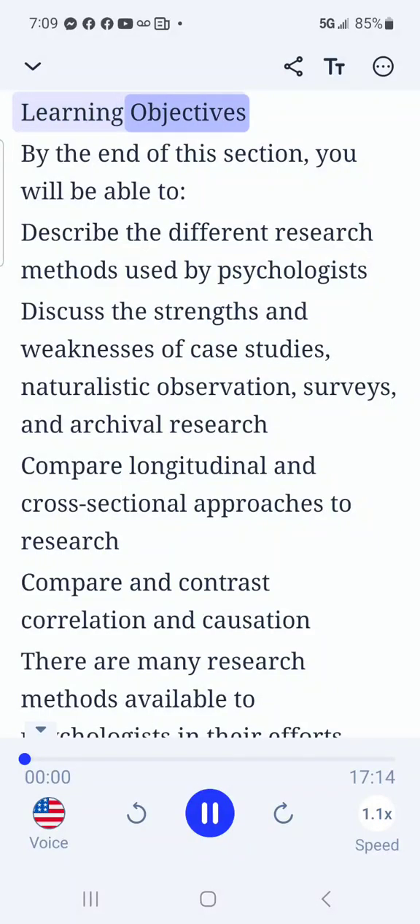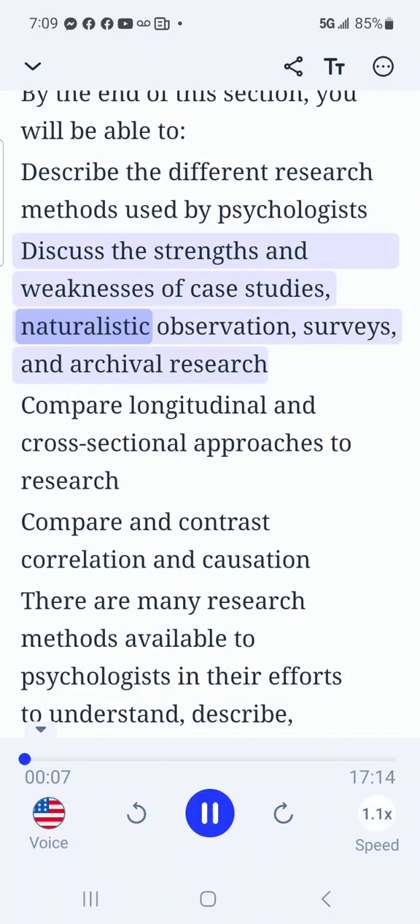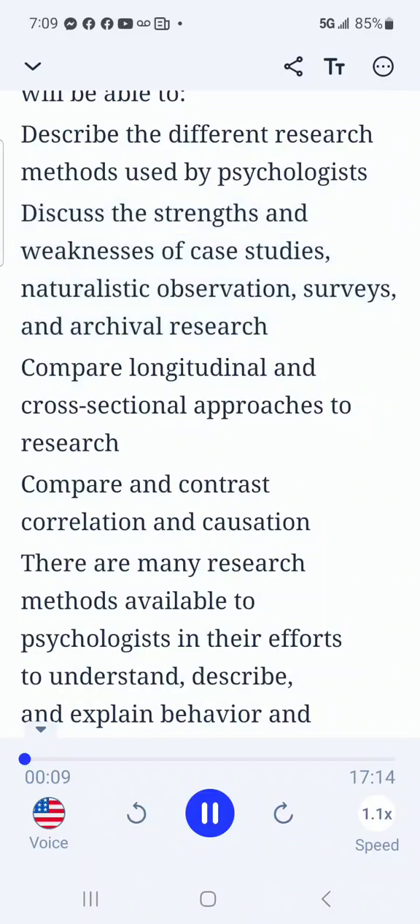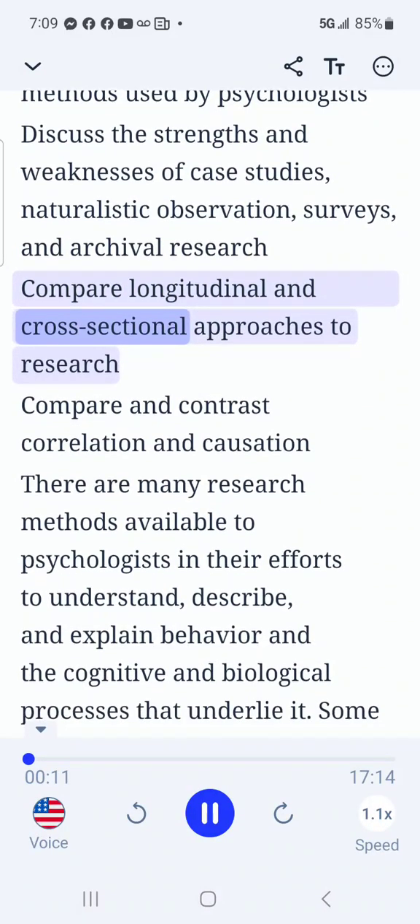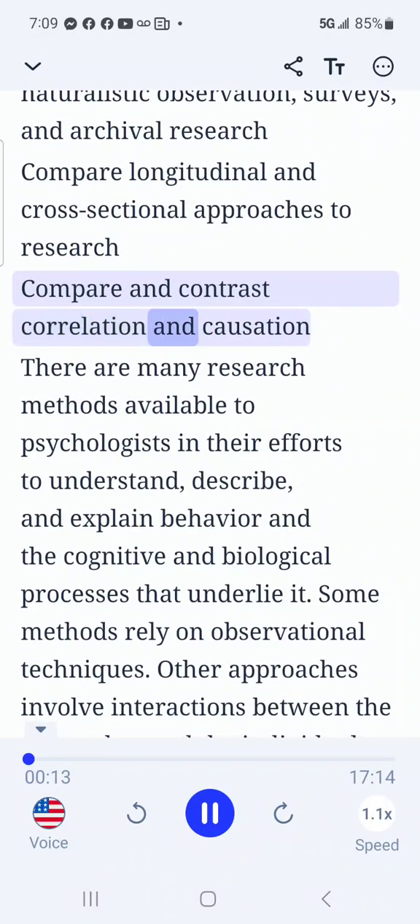Learning objectives. By the end of this section, you will be able to describe the different research methods used by psychologists. Discuss the strengths and weaknesses of case studies, naturalistic observation, surveys, and archival research. Compare longitudinal and cross-sectional approaches to research. Compare and contrast correlation and causation.